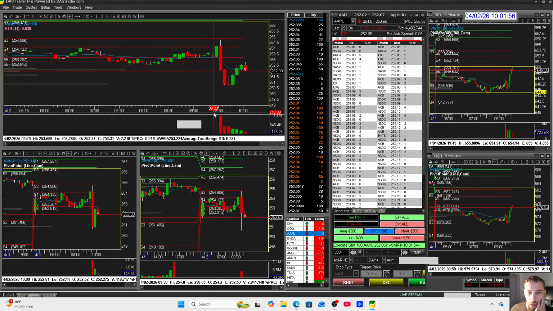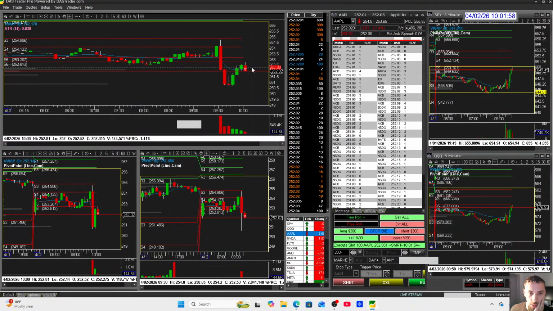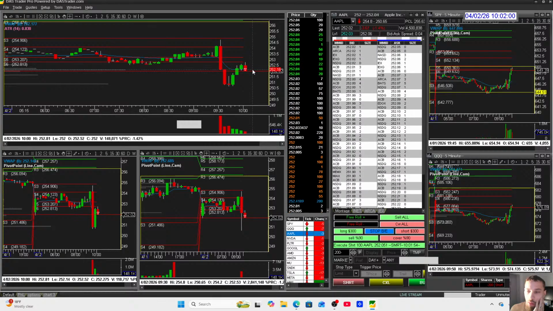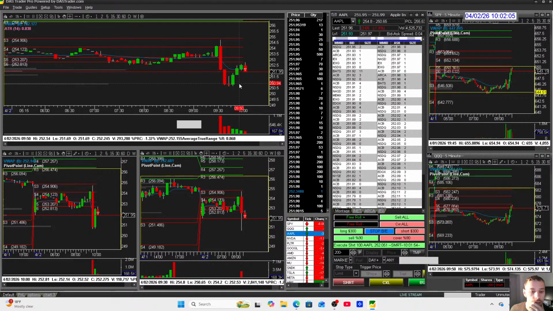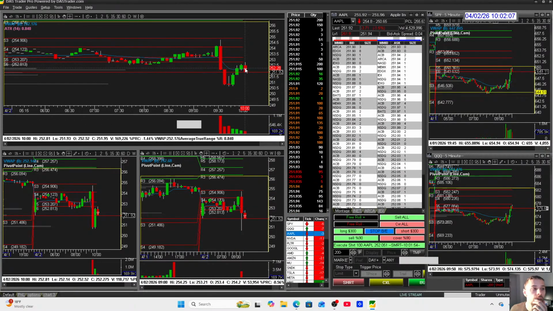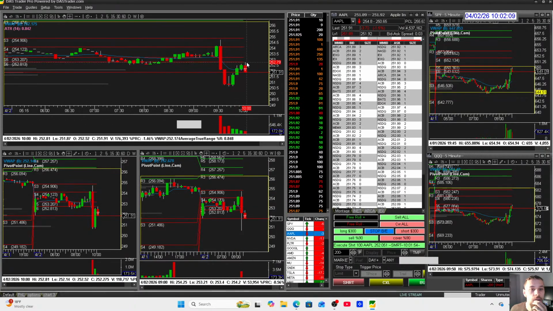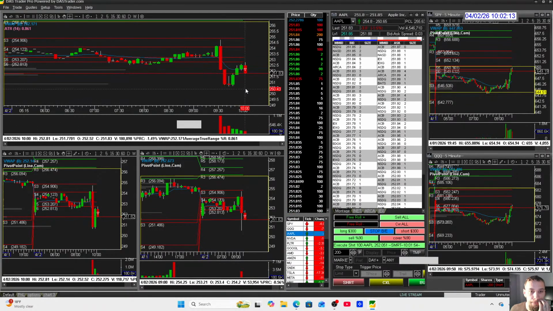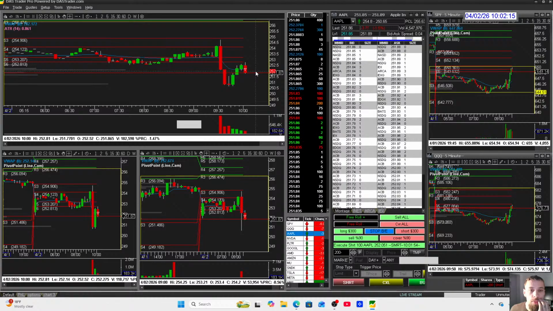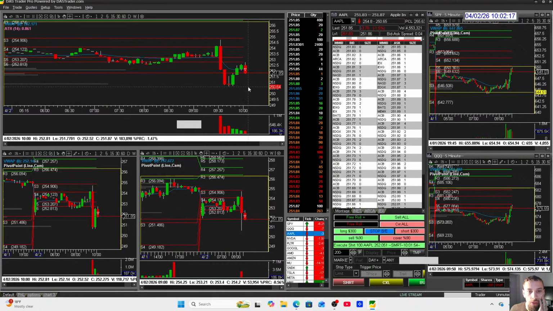Take a short on Apple here. Apple just doesn't seem interested to go up. We're below S6, rejected it nicely. There's a big order at 250. Maybe we can get to 250. Let's find out.